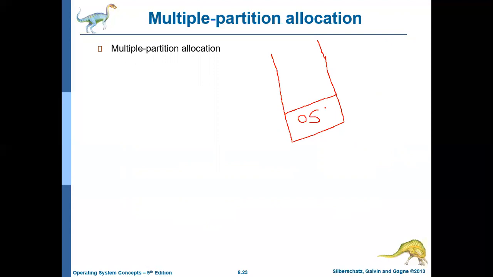Now, when processes come, how will they be allocated in the memory? We know they will be allocated contiguously, but how? There are two different ways of doing that. One is called fixed size partition.